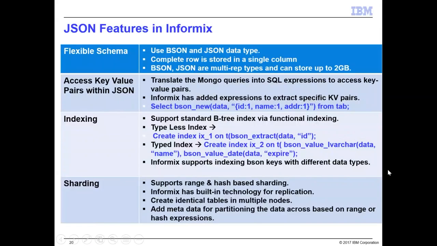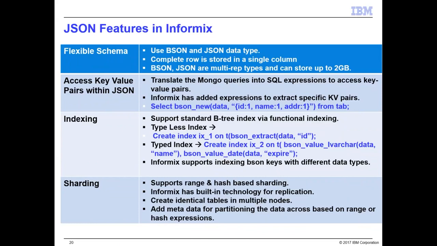So some of the features, and there are a lot of them, but some of the things you can do: you get a flexible schema using JSON and BSON as a data type. Complete rows are stored in a single column. They're multi-representational types and can store up to 2 gigabytes in a single record. It's massive. It's larger than MongoDB is at this time, 8 years later.